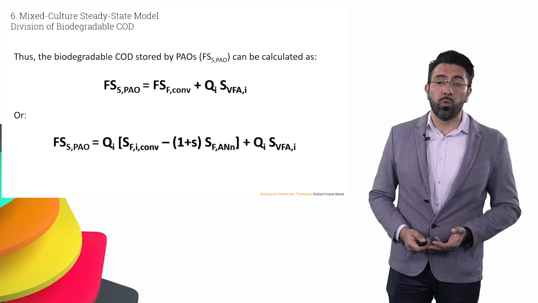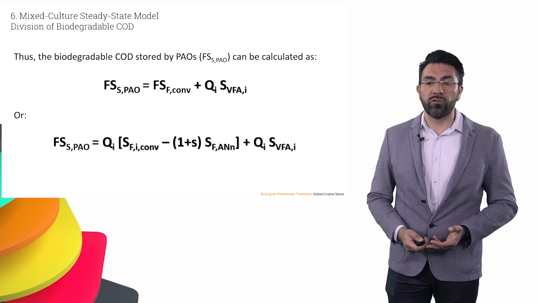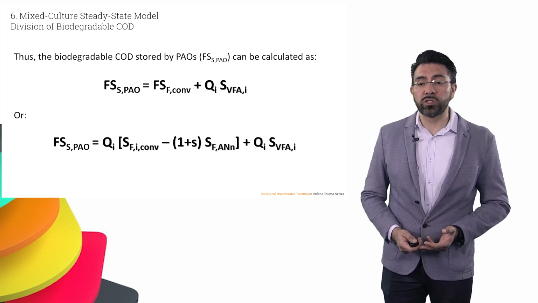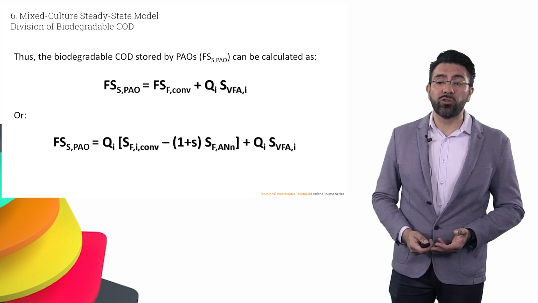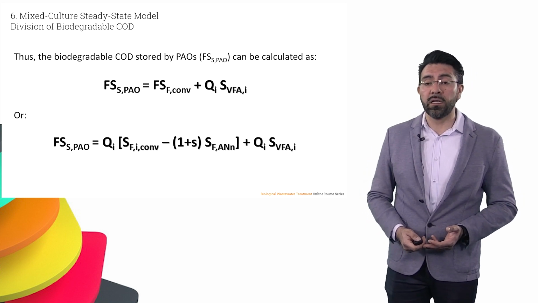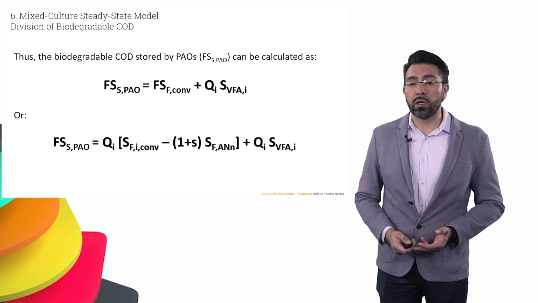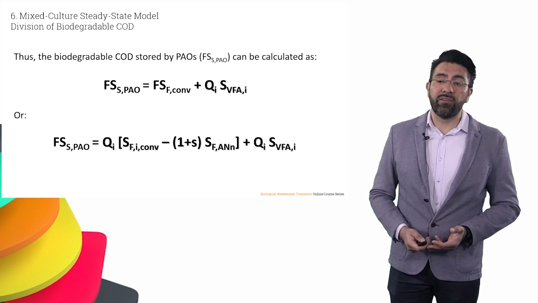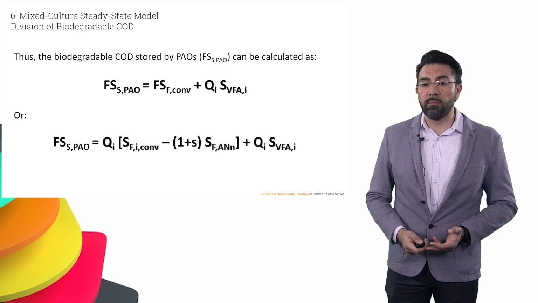So that means once we have subtracted the amounts that are used because of the consumption of oxygen or nitrate, minus the amount of fermentable COD that escapes from the anaerobic reactor. That is the second term, in which we have to affect it by 1 plus S, that is the slurry recycle ratio. And the last term of this equation takes into account the amount of fermentable, or in this case, volatile fatty acids that are already present in the influent and that will be directly stored by the PAOs.